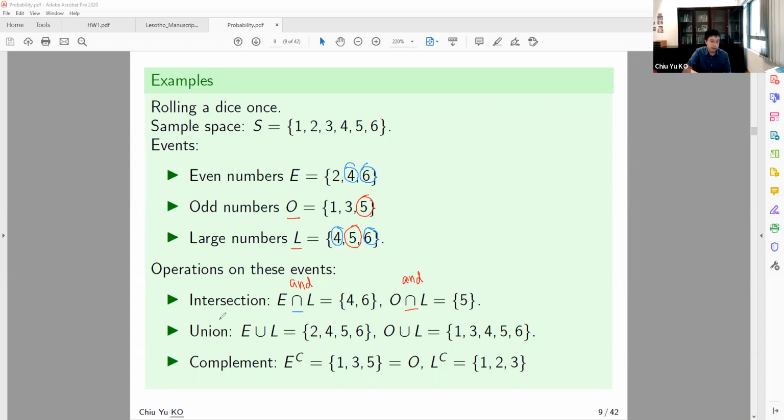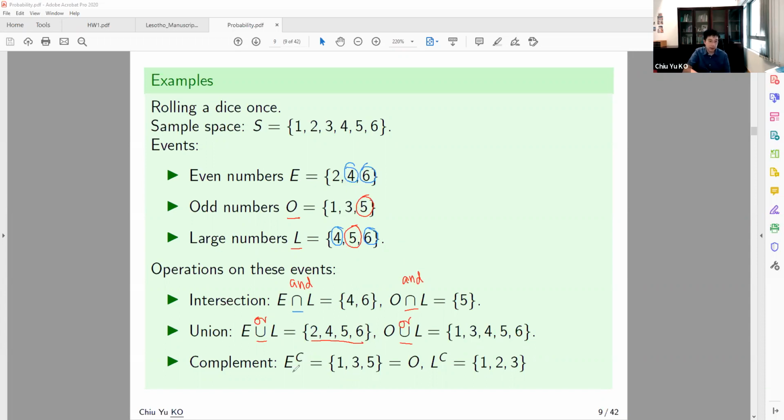And union is the same as "or". Sometimes you see the book say "or". For E union L, you pick up everything without repeating, because for a set, repetition means nothing. So it will be 2, 4, 5, 6. You don't need to write 4 and 6 again. Same for O and L, just write everything: 1, 3, 4, 5, 6. Only 2 is not in there.